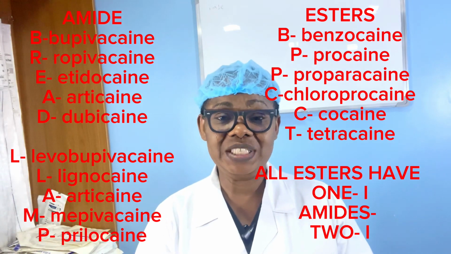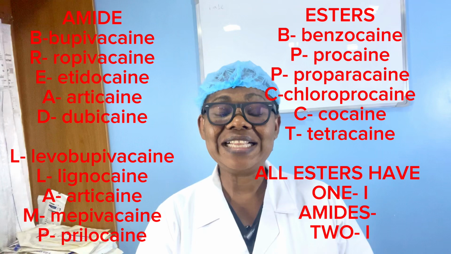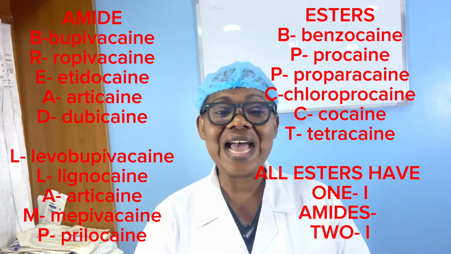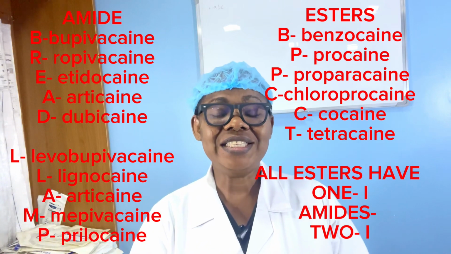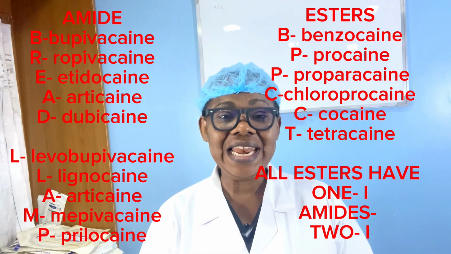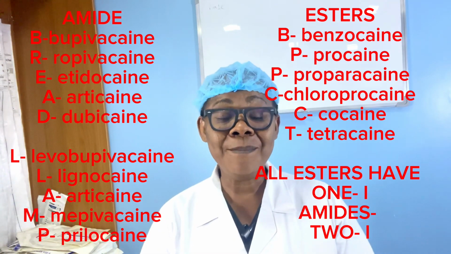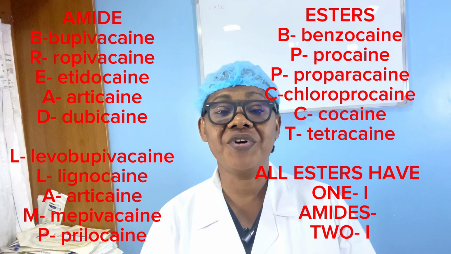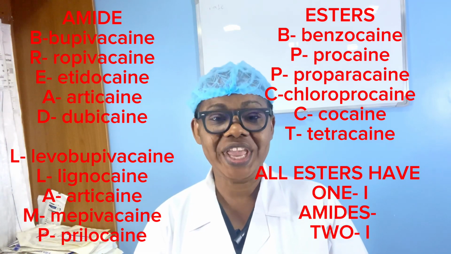B in that bread is bupivacaine. Arrow is ropivacaine. E is etidocaine. A is articaine. D is dibucaine. Then you now cut to the lamp. L is levobupivacaine. Articaine is the A. M is mepivacaine. P is prilocaine.